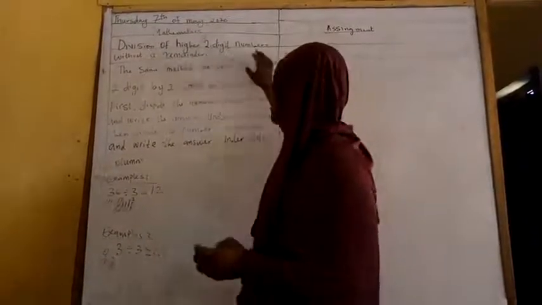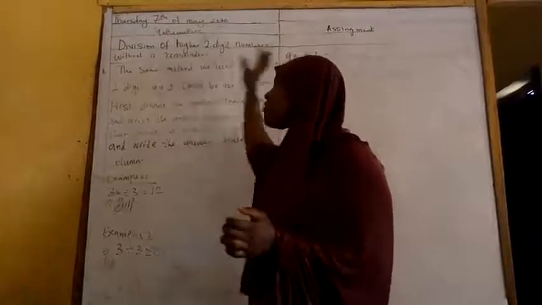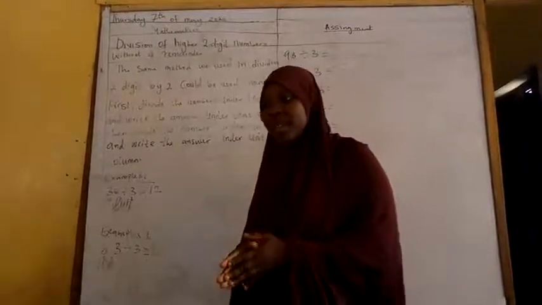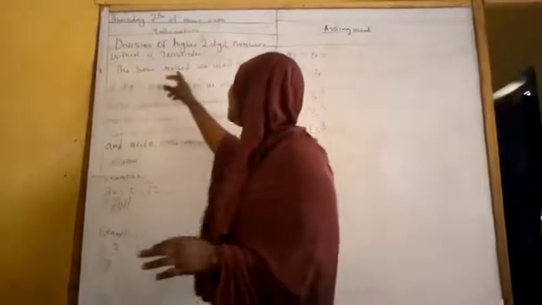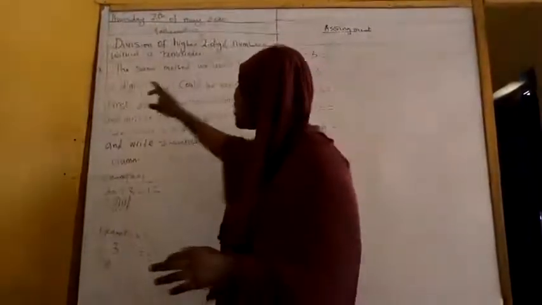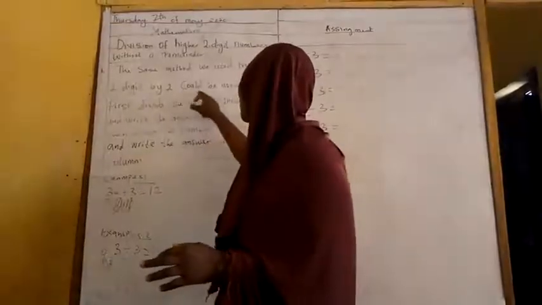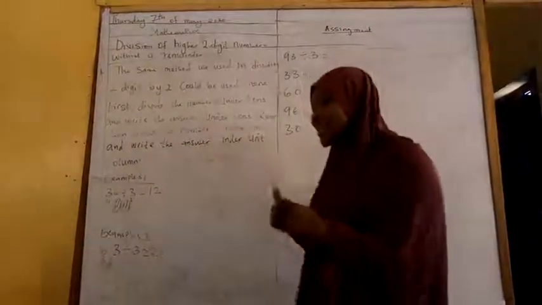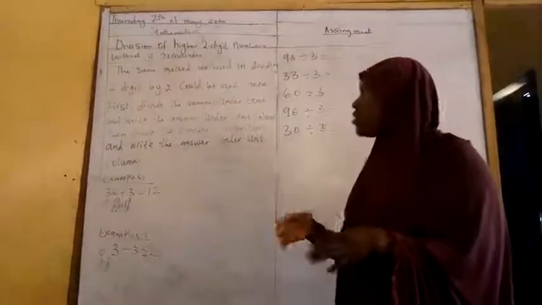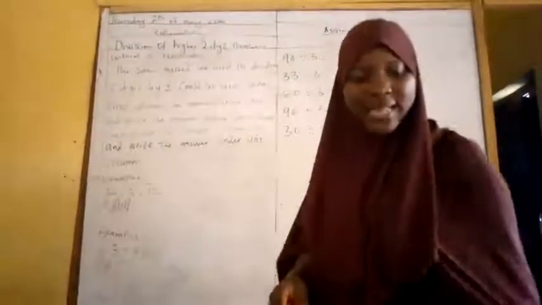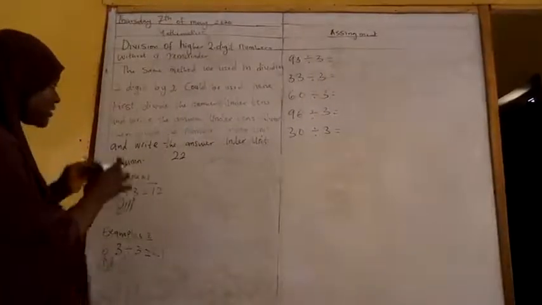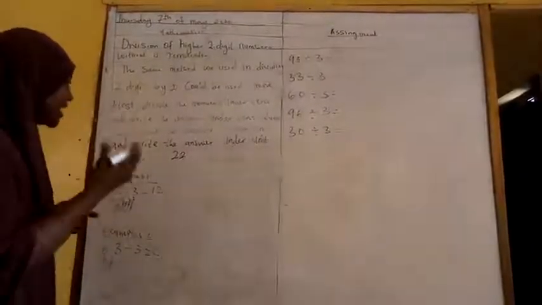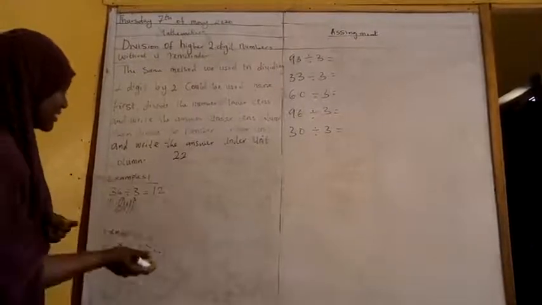Division of higher two-digit numbers without a remainder, or without carry. The same method we use in dividing two digits by 2 could be used here. Don't forget that we've done one before. For example, let us read down. We have 22. This is just a reminder that we have done something like this.